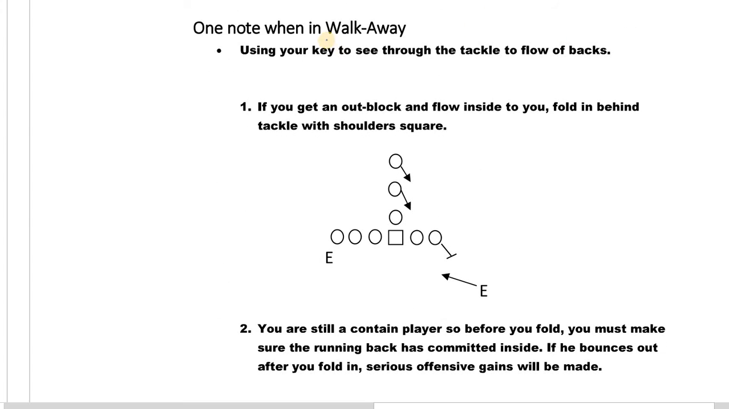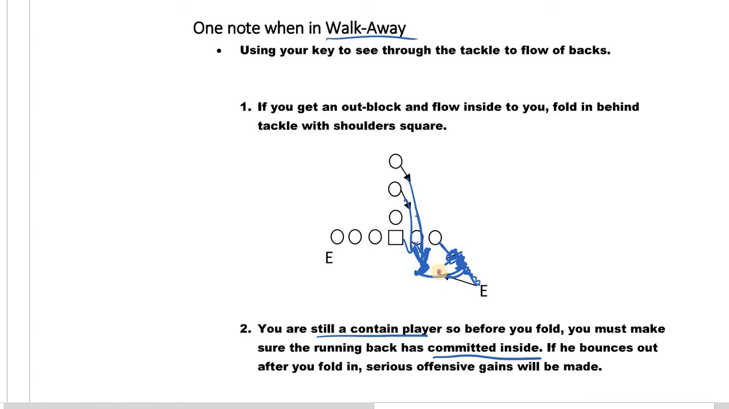When we are in walk away, if you get an outside block, we're going to work up. So there would be a tackle here that he's engaged with. We work up. And if it's inside flow, we can work inside the tackle. However, as you note down here at number 2, we are still a contained player. So we will not go until they have committed inside. We sit on the hip of these guys. Once he's inside, then we can move in to try and make a play.